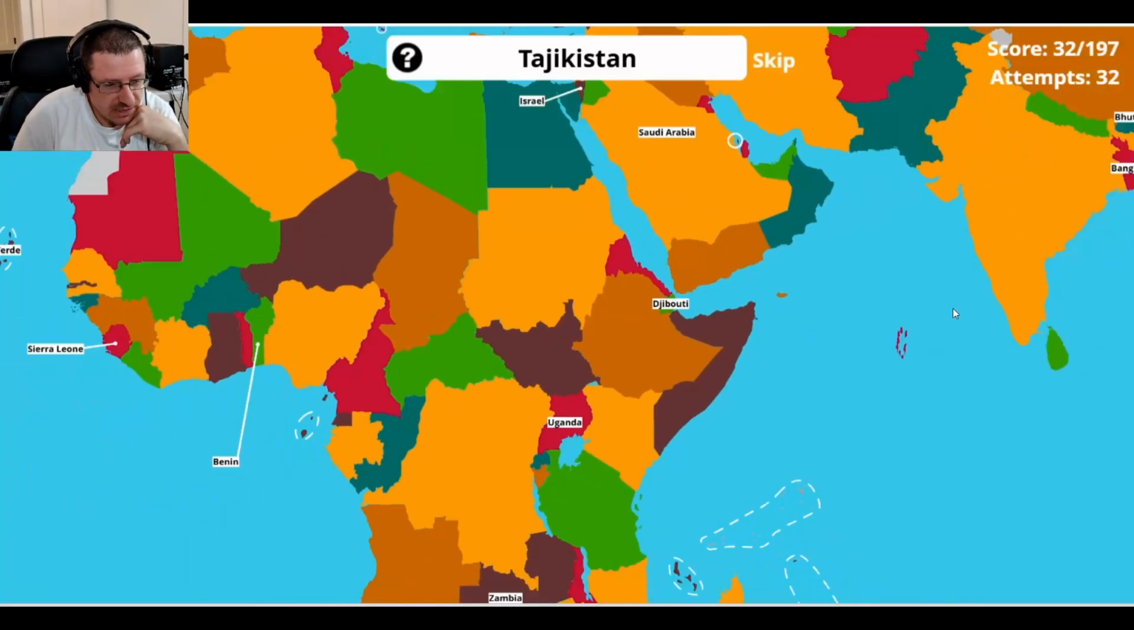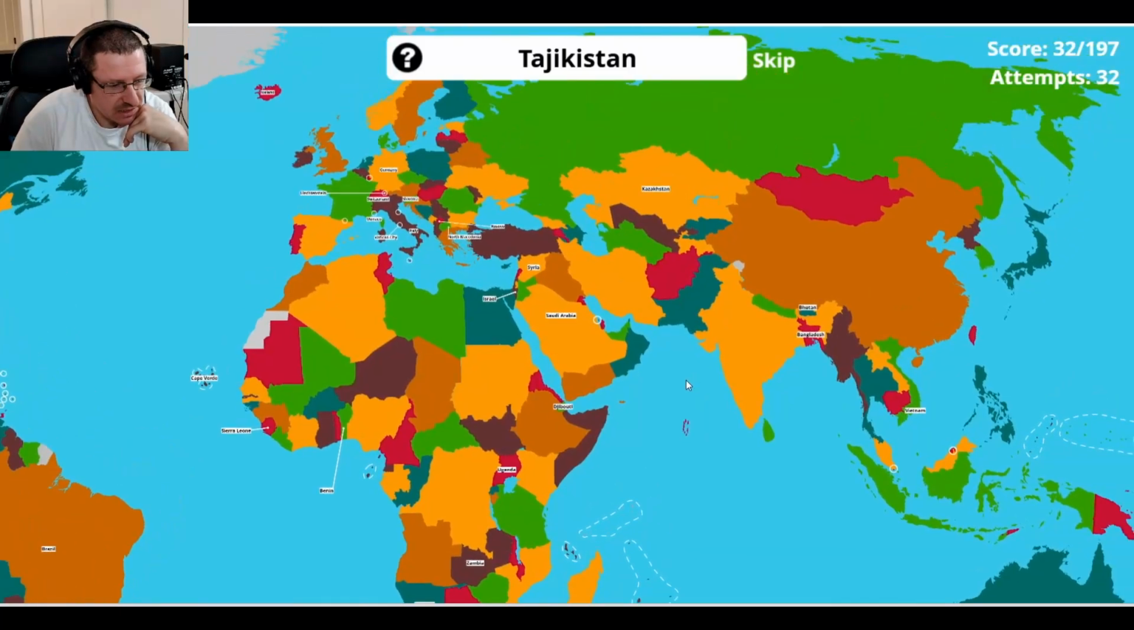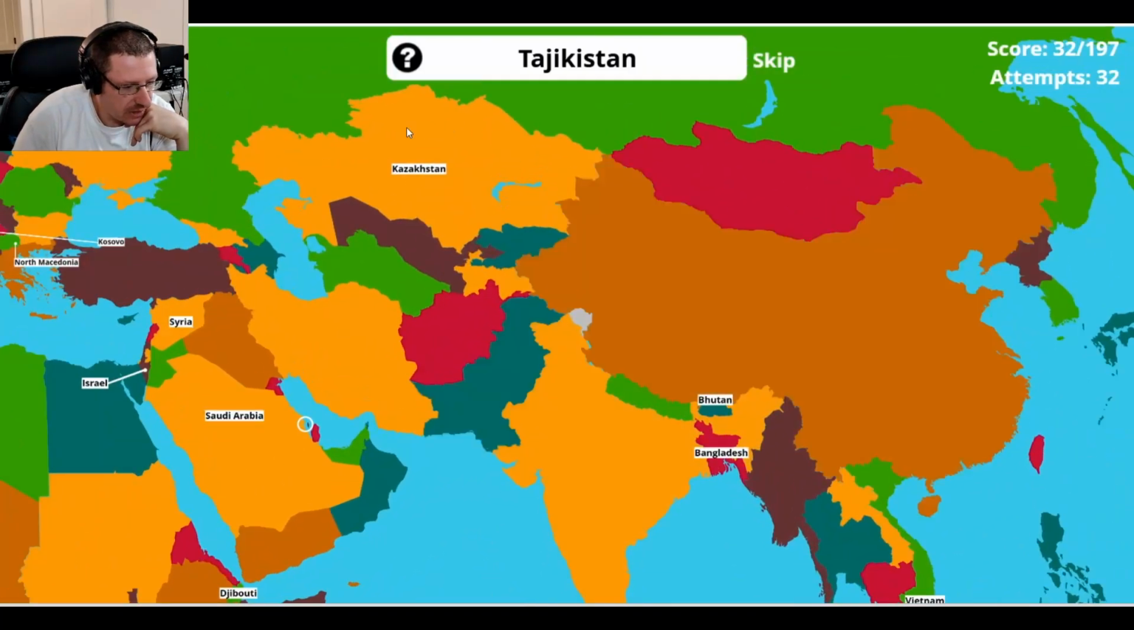Tajikistan. This is next to all the stans, so all the stans are located in this area. Tajikistan, I believe, is right here, and it's made up of like 93% mountains.